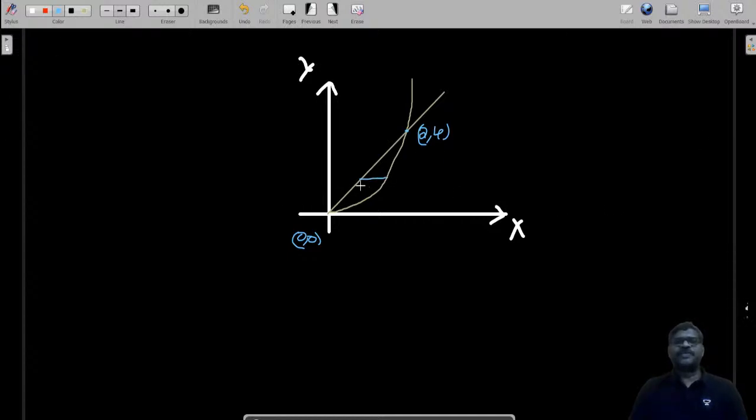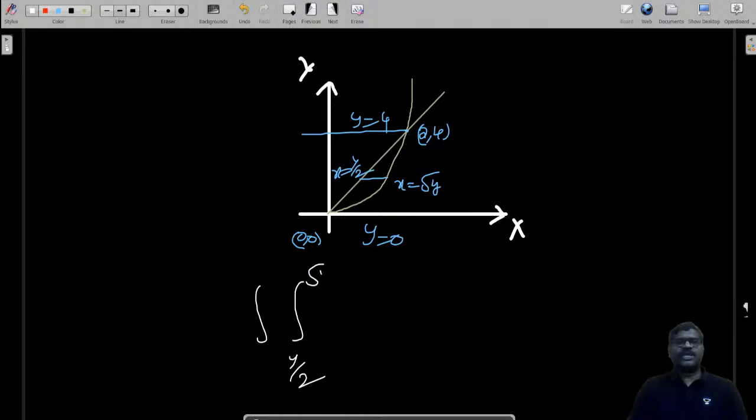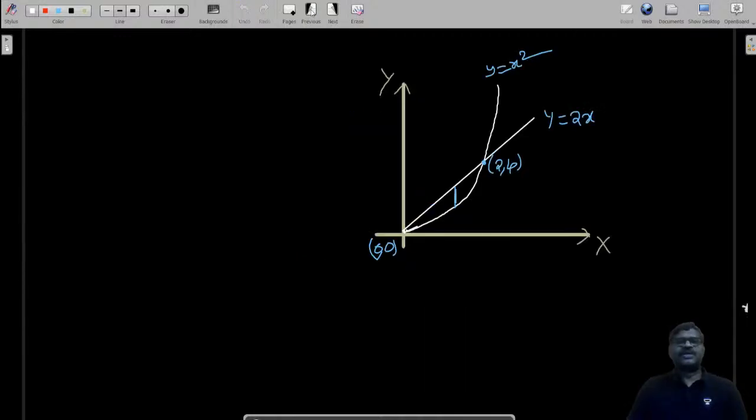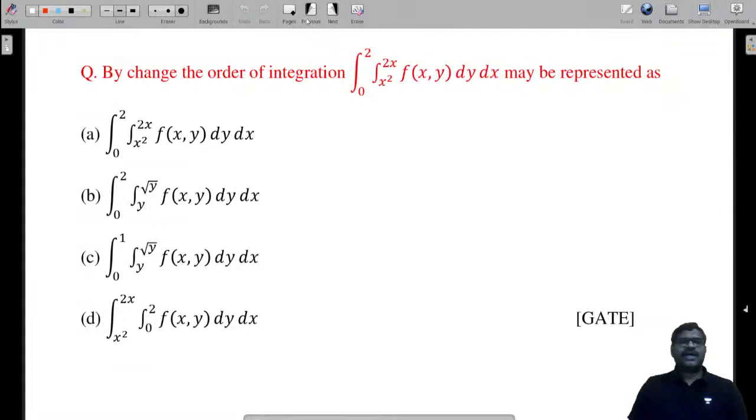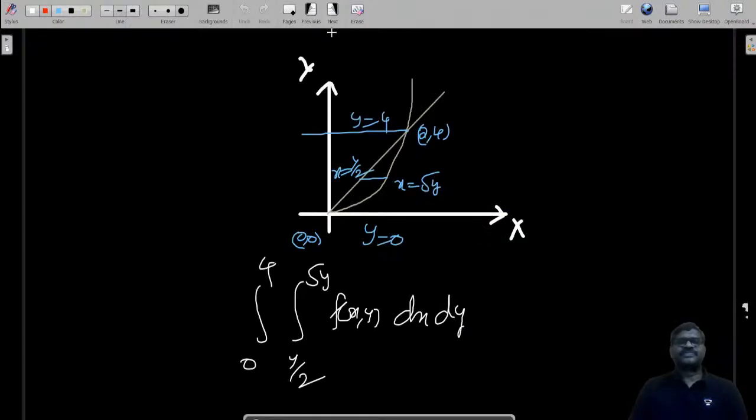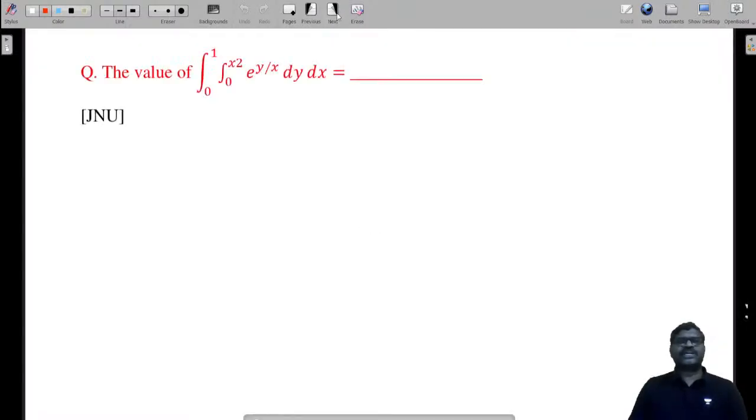Take horizontal strip. X equal to y by 2, x equal to root y. Y equal to 0 to y equal to 4. Double integral y by 2 to root y, 0 to 4, function of xy dx dy. Y by 2 to root y is the correct answer.